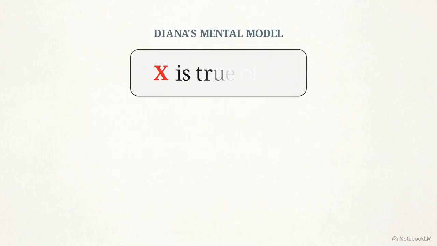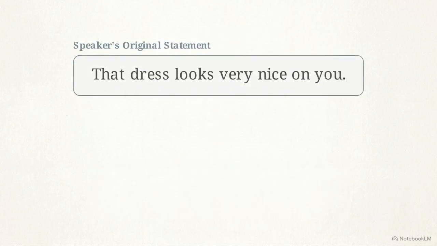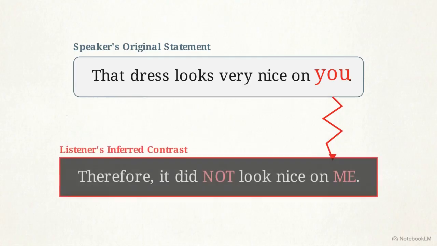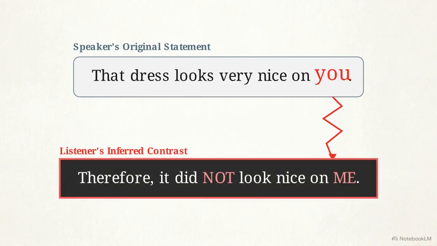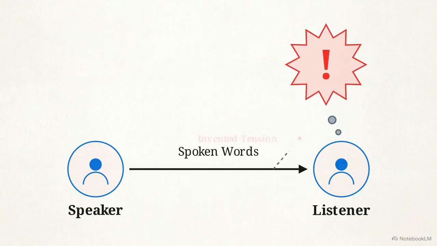Based on the formula we just mapped out, exactly how will Diana commit the illicit contrast fallacy? Looking at the father's exact quote, Diana responds, "Then you don't think it looked nice on me?" She manufactures a grievance by improperly accenting a pronoun in her head when her father was simply describing how it looked on Cynthia. Recognizing this pattern helps explain why so many interpersonal conflicts escalate. Listeners frequently invent tension that was never actually spoken.